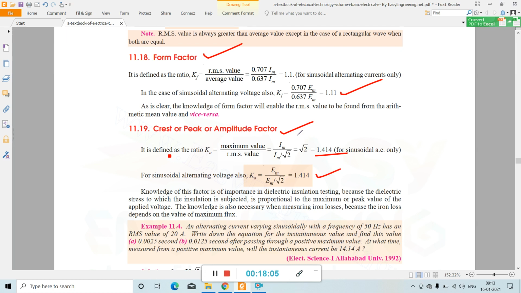And related to these, RMS value, average value, form factor, amplitude factor, we will solve some small numericals in the next class.